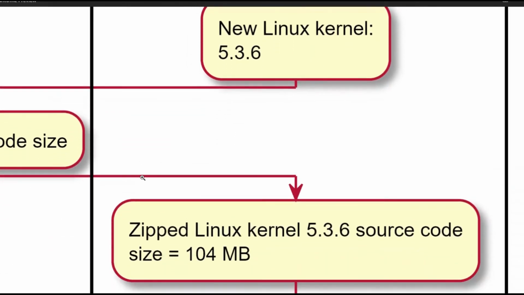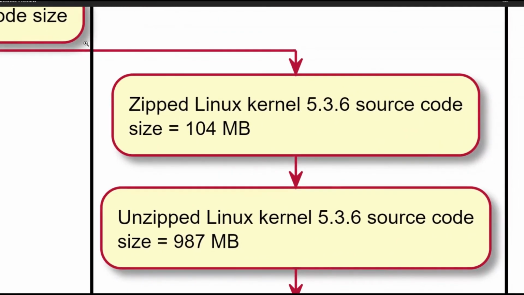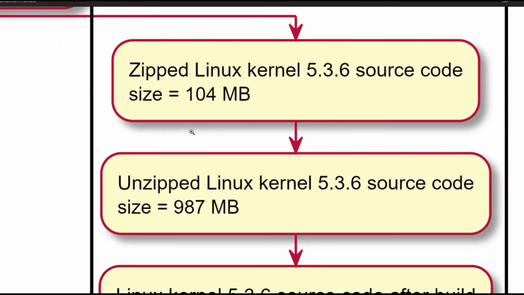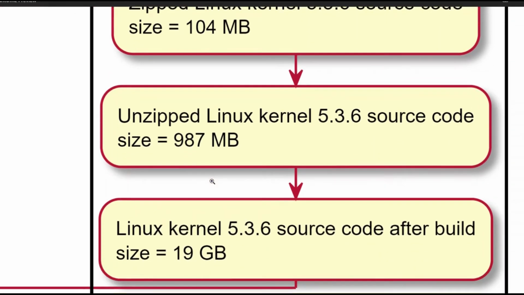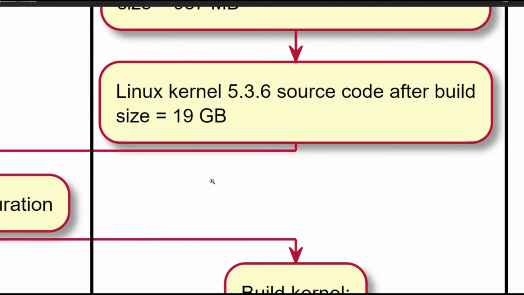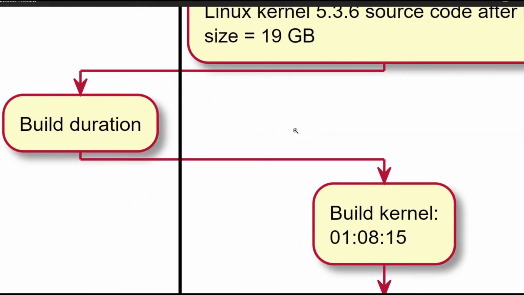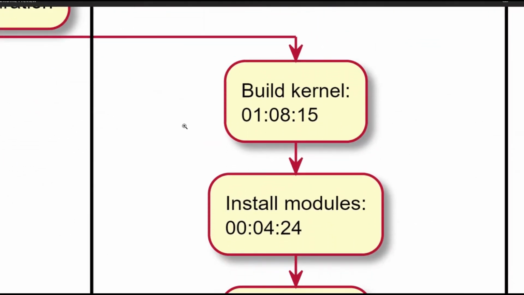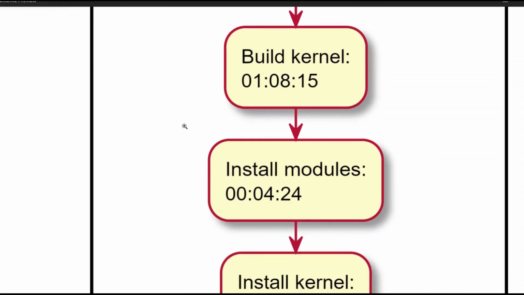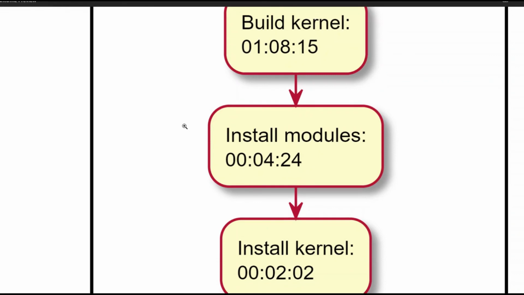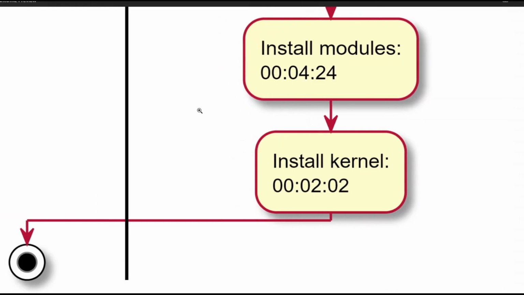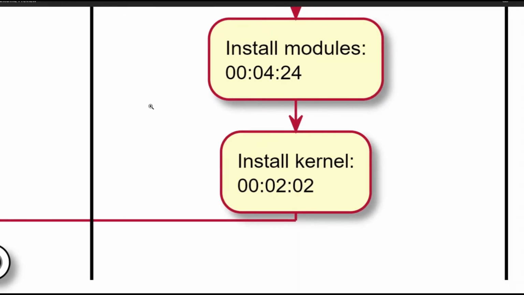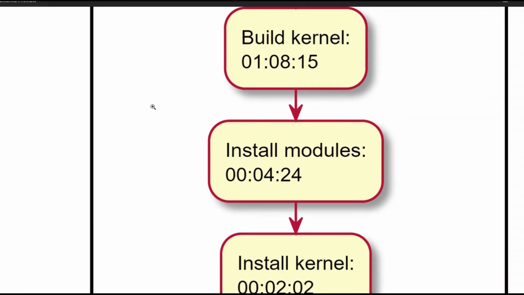The zipped new Linux kernel 5.3.6 source code is 104 megabytes. After unzipped, it becomes 987 megabytes. After built, the size increases to 19 gigabytes. It took 1 hour, 8 minutes, 15 seconds to build the kernel on my machine. The modules installation took 4 minutes, 24 seconds. The kernel itself installation took another 2 minutes, 2 seconds. These numbers are for your reference when you start building your own Linux kernel.